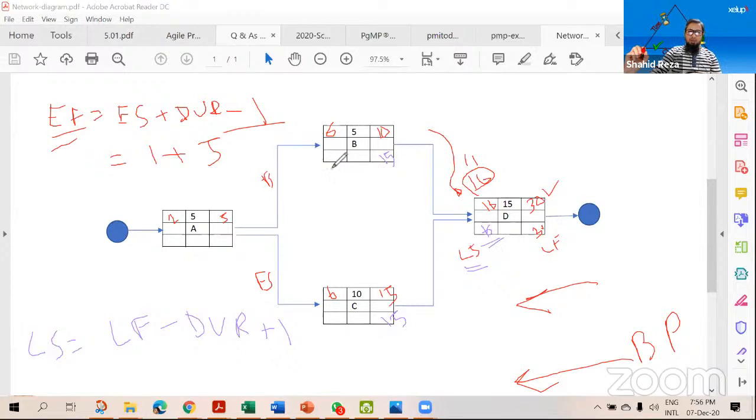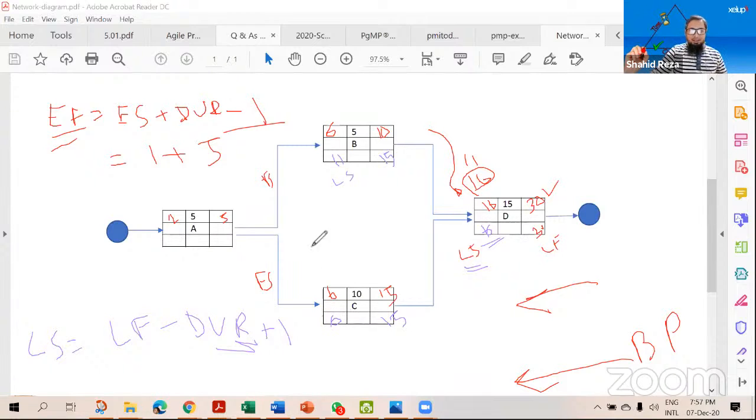So now we want to calculate the late start for task B. 15 minus 5 equal to 10, plus 1. I am using this formula, plus 1. This is actually 11. All right. In this case, what will happen? 15 minus 10 equal to 5, plus 1, that will be 6.